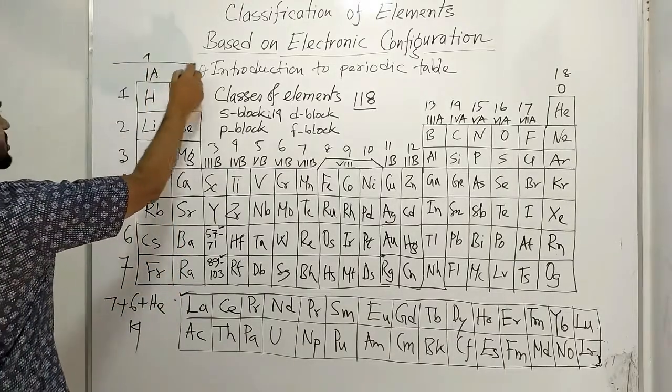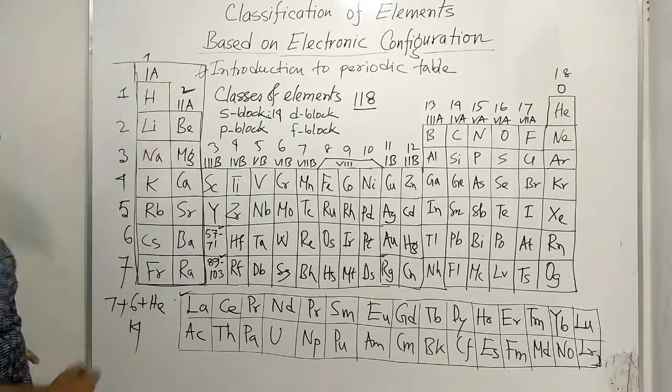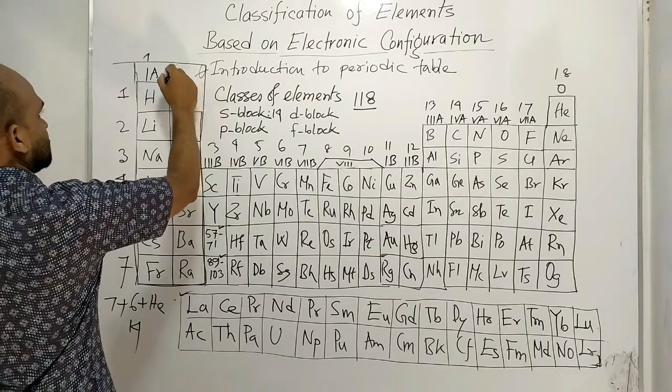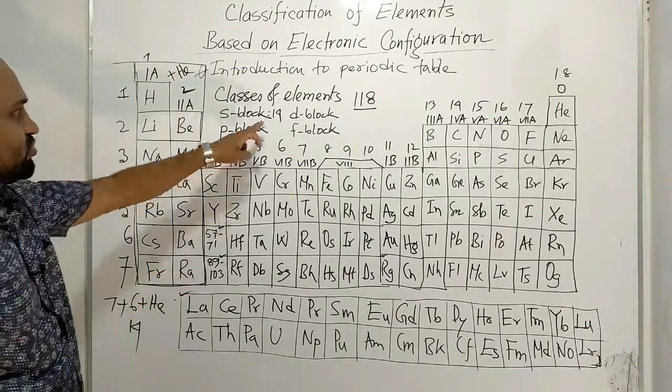This S block elements including helium, plus helium, and its number is 14.